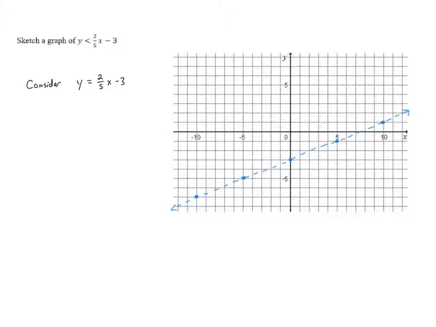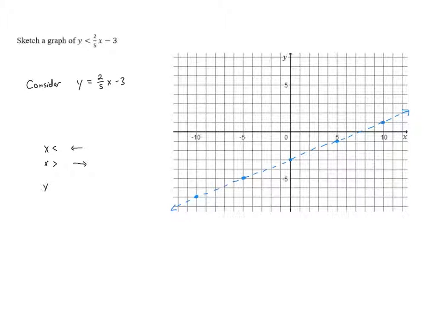So I want to talk about how it separates the plane. There are two different inequalities that we could be looking at here. We could be looking at y is less than 2/5 x minus 3, which is what we're looking at, or we could be looking at y is greater than 2/5 x minus 3. Now, when we had x is less than something, that meant we shaded to the left. And if we had x is greater than something, that means we shaded to the right.